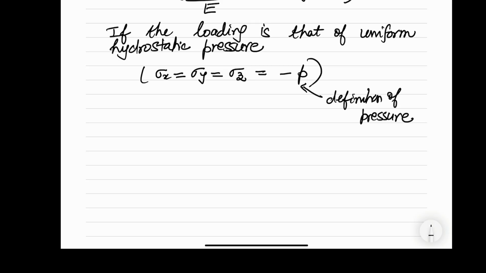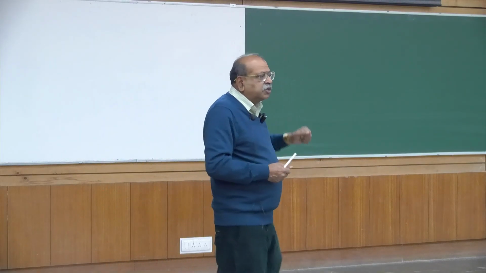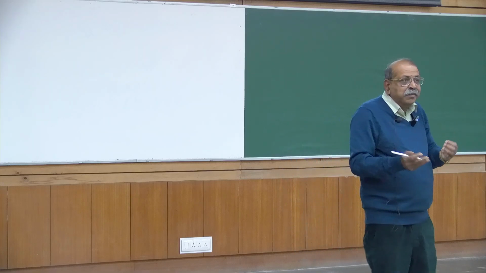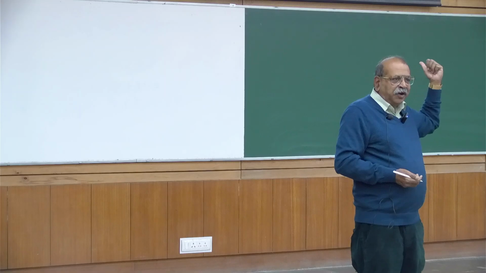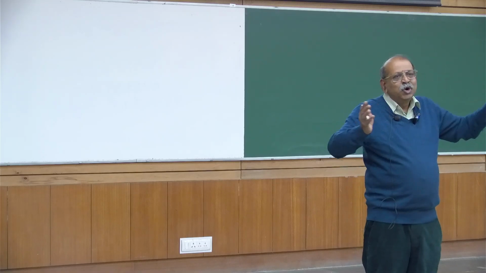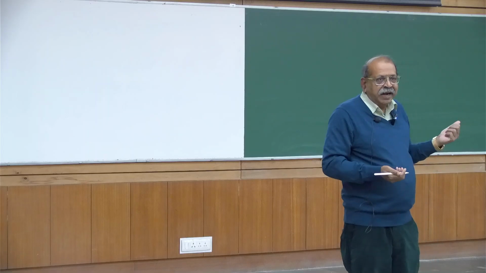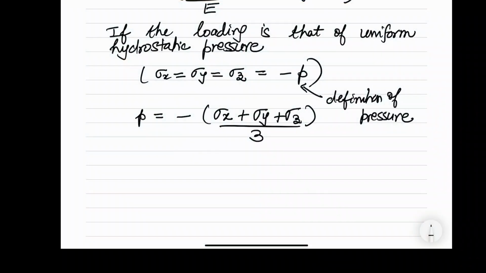Sorry, so therefore pressure will be equal to minus of the average of all three stresses. The reason I've written this is that in fluid mechanics, even when sigma x, sigma y, and sigma z may not be equal, we will still define pressure as the average of all the three axial stresses with a minus sign. And this is how we define pressure.